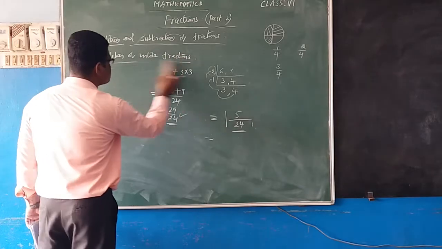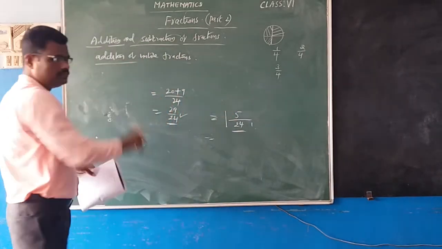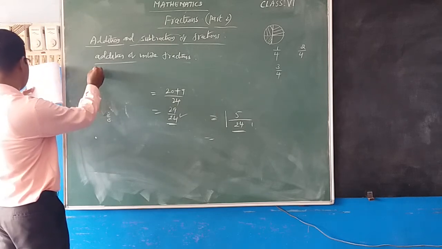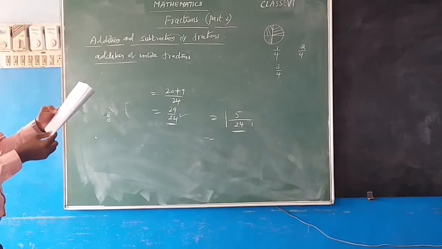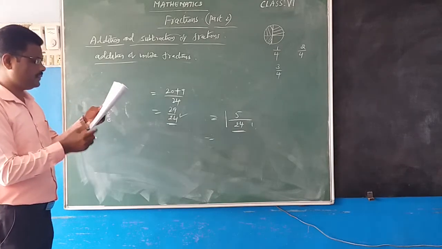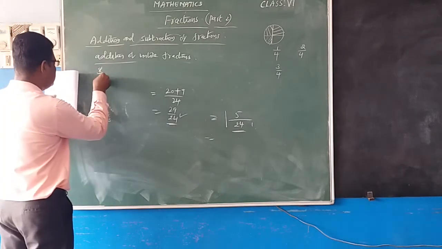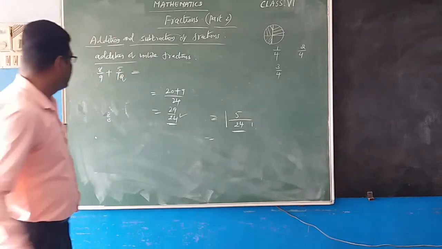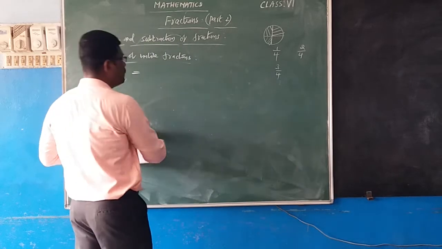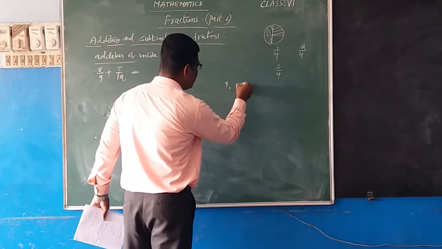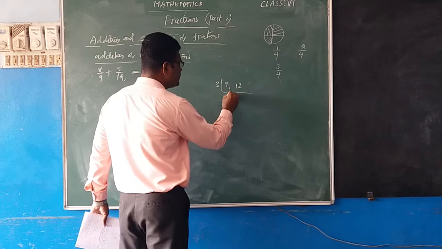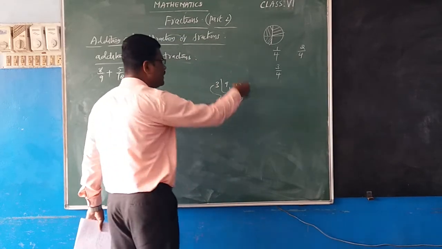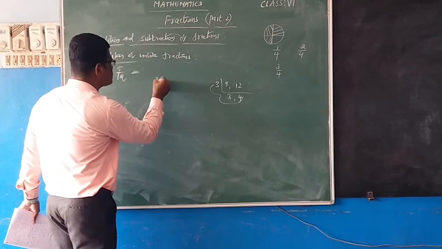Next, addition of unlike fractions, Example 2. It is given that 8 by 9 plus 5 by 12. So 9 and 12. The LCM of 9 and 12. How to take it? 9 and 12 go with 3. 3 threes are 9, 3 fours are 12. Then 3 and 4 won't go further. So multiply these. 3 threes are 9, 9 fours are 36.